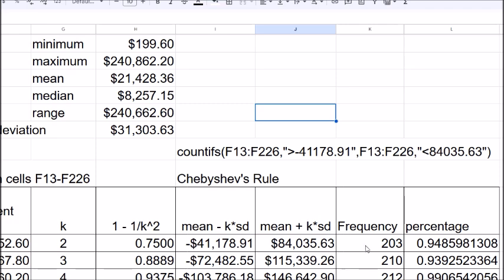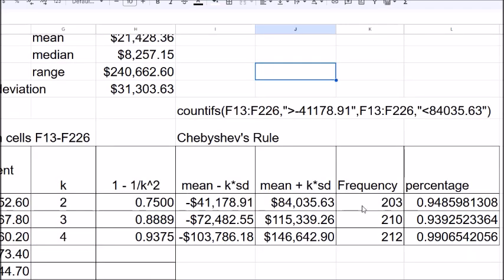In an earlier video, I showed how to count the number of values between two values. So to get Google Sheets to count, we use the function COUNTIFS, and first we specify the range, and next we give it the first condition. So we want everything greater than negative 41,178.91, and then we want everything less than this value. So you specify the range again, and you want everything less than 84,035.63. And it will tell us that there are 203 out of the 214 GDP per capita values between these two values.